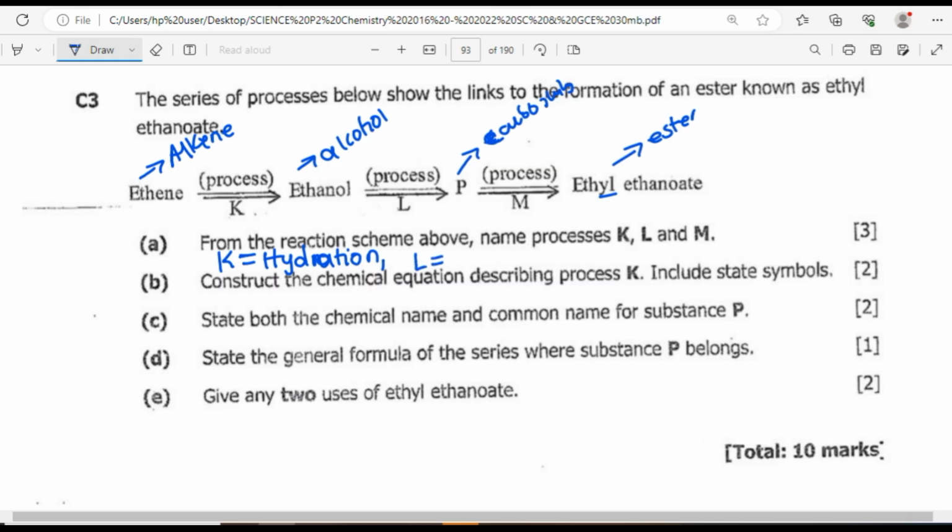What of L? How can we convert an ethanol into an acid? By oxidation. Then M. How can we convert a carboxylic acid into an ester? Through esterification.